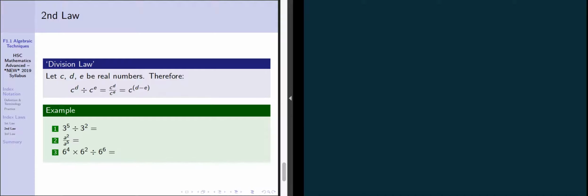Again, we have some examples which help us to understand this. If we do the first question, which is 3 to the 5th power divided by 3 squared, according to the law, this is simply 3 to the 5 minus 2, which is 3 cubed.